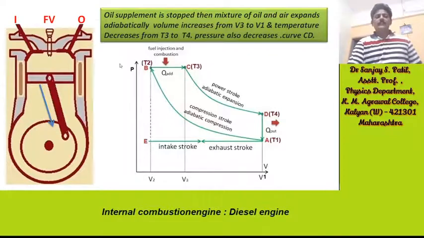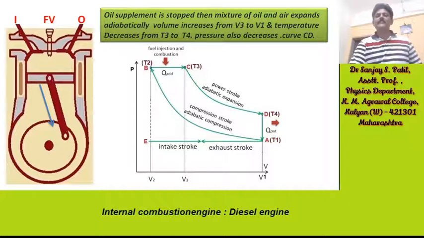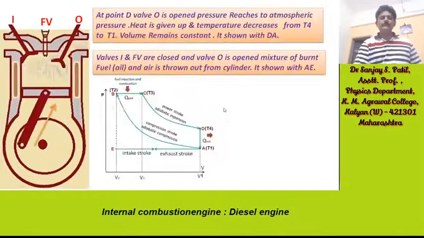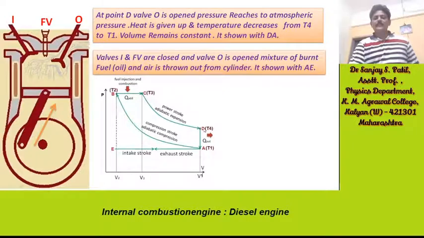Now see the left hand side diagram, the oil supply is stopped. Then the mixture of oil and air expands adiabatically. Volume increases from V3 to V1 and temperature decreases from T3 to T4. This is shown with the curve CD. Pressure also decreases. Now at point D, valve O is open, pressure reaches atmospheric pressure, heat is given up and temperature decreases from T4 to T1, while volume remains constant. It is shown with the curve DA.